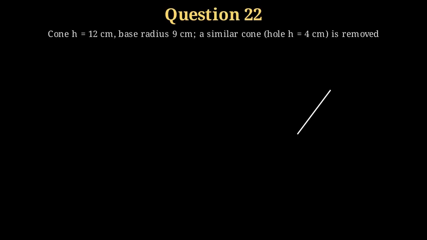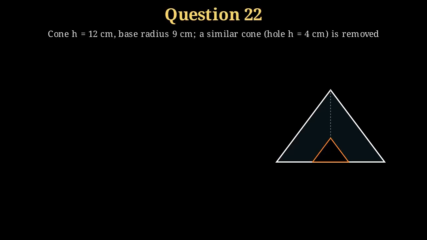Question 22. A cone of height 12 centimeters and base radius 9 has a smaller, similar cone removed from it, leaving a conical hole 4 centimeters deep.